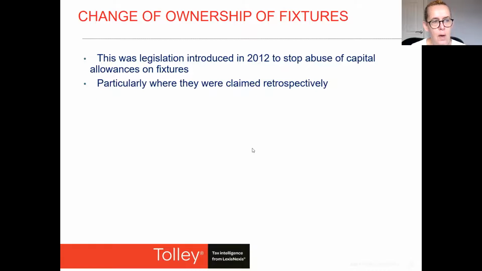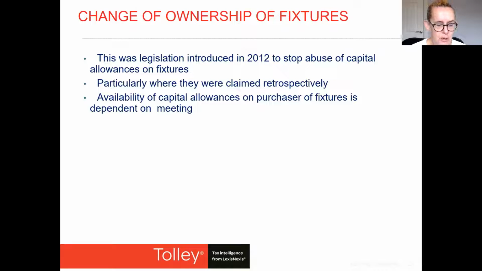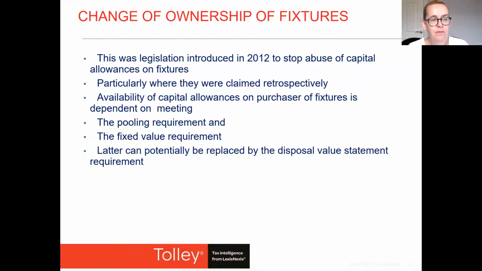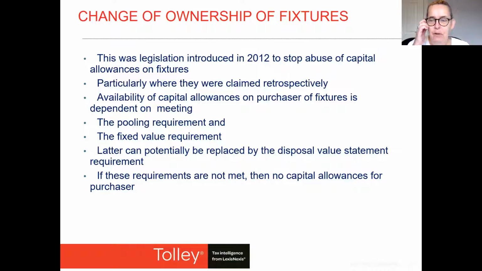So for post-2012 expenditure, it may well be, and "may well be" is the key thing here, that the availability of capital allowances to the purchaser is going to depend on meeting two things: the pooling requirement and the fixed value requirement. The fixed value requirement can potentially be replaced by what is called the disposal value statement requirement, but that's something else we need to have a look at. If you do not meet those requirements, then the bottom line is that the purchaser cannot get capital allowances on the expenditure that they have incurred on fixtures in the building.